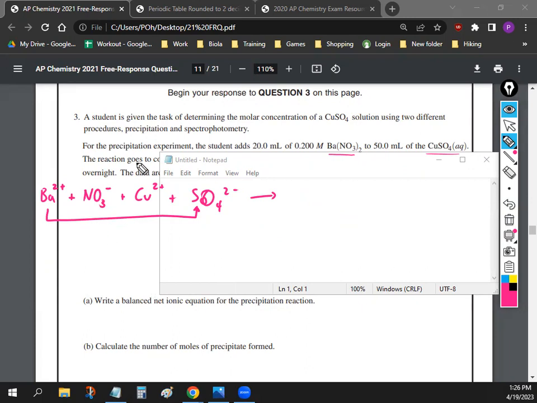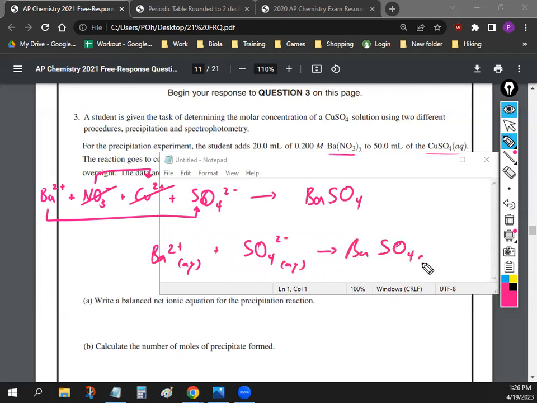So we need to figure out, is it going to be barium sulfate or copper 2 nitrate? Now, like I said, nitrate is Taylor Swift. It can't stay with anybody. And so these two are going to stay ionized, which means the precipitate has to be barium sulfate. So your ionic equation will be Ba2+ aqueous with sulfate, and then your precipitate is going to be this right here.